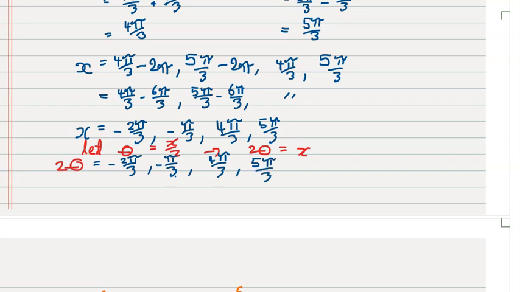So I need to divide all of these solutions by 2 to get the value of theta. Doing that, I'm going to get negative 2 pi over 6, and then negative pi over 6, and then 4 pi over 6, and then finally 5 pi over 6. I could simplify these down a little bit more, but I'll leave them like that, and we'll have a look in Desmos at what we find.